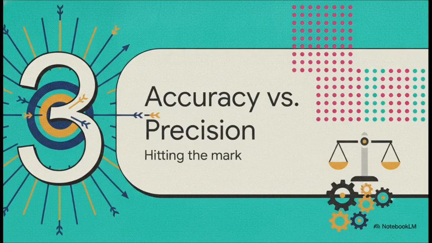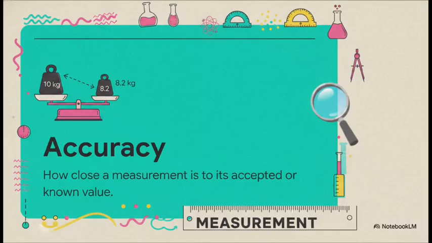Okay, so now that we have our standardized units and tools, we really need to look at the quality of our measurements. These are 2 completely distinct, absolutely vital concepts in science that, honestly, get mixed up in everyday conversation all the time. Let's tackle accuracy first. Accuracy is simply a measure of how close your measurement is to its true accepted value. It's like asking, did I hit the target?